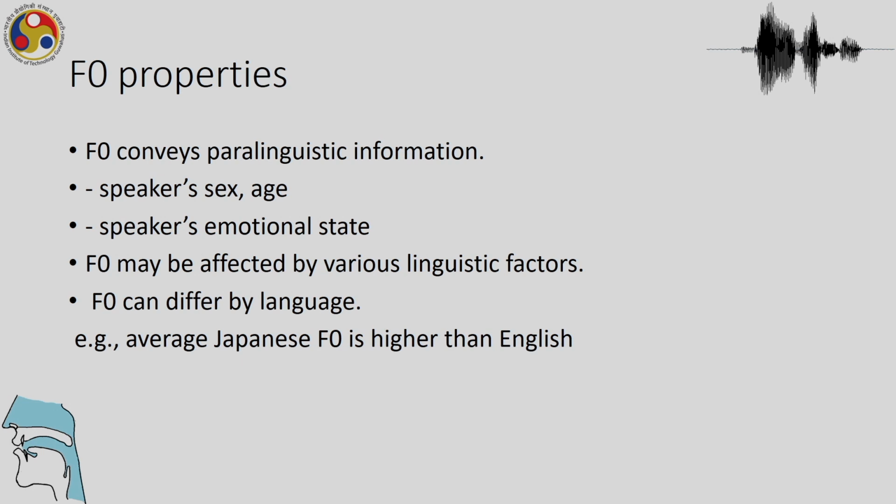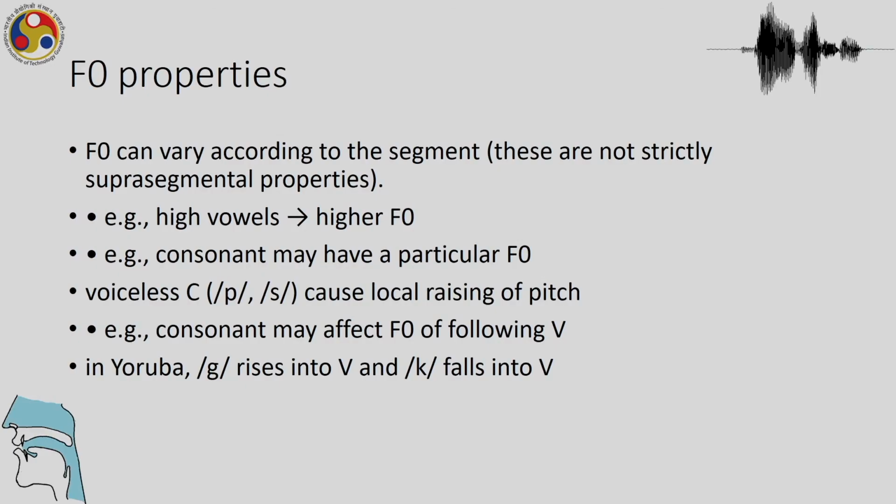The fundamental frequency may be affected by various linguistic factors. Fundamental frequency can differ by language. Average Japanese fundamental frequency is higher than that of English. So fundamental frequency is dependent on a lot of factors, and the variations will be dependent on those factors. Fundamental frequency can also vary according to the segment, and these are not strictly suprasegmental properties. High vowels have high fundamental frequency, and consonants may have a particular fundamental frequency depending on whether they are voiceless or voiced. Voiceless consonants cause local pitch raising. Consonants may affect the fundamental frequency of following vowels. In Yoruba, g rises into a vowel, but k falls into a vowel. So there is either a rise or a fall, depending on whether they are voiced or voiceless.